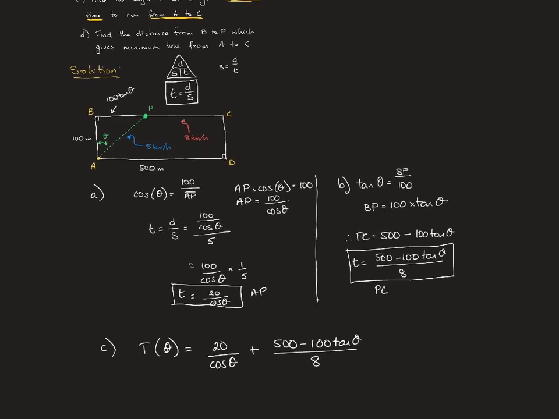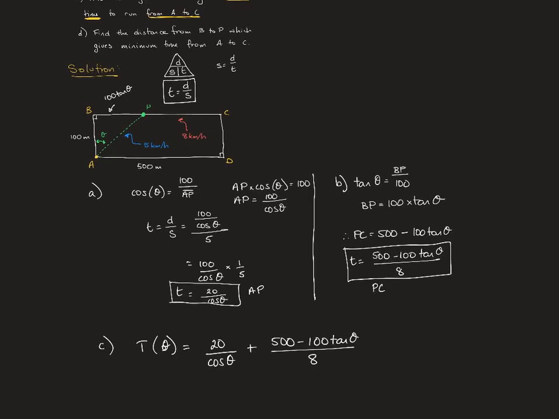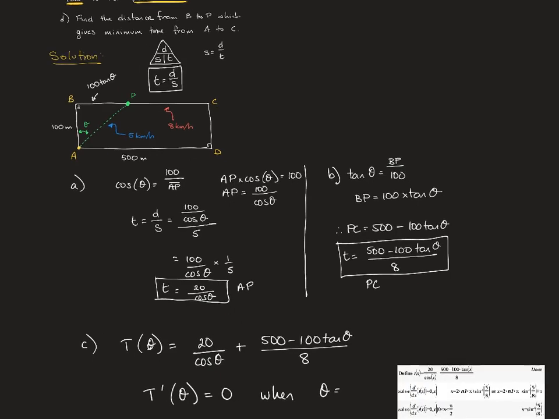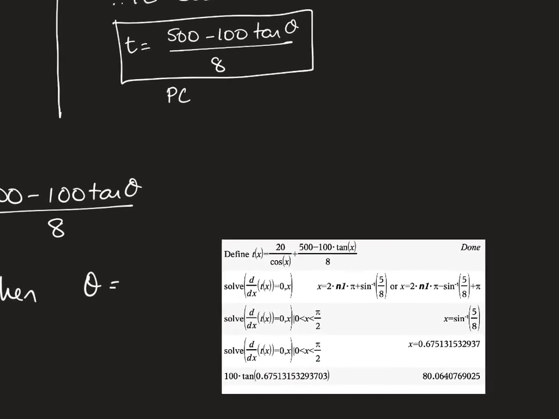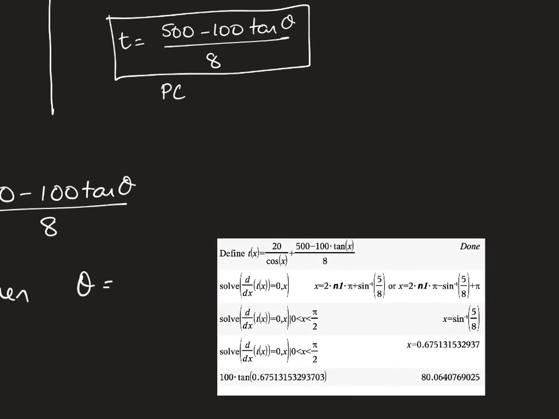To find the minimum time, we're going to find T dashed of theta equal to 0, and we're going to solve that on our CAS when theta is equal to. So now we have to work it out. And so I've done some calculations on the CAS. Let's have a look at what I've done here. So I've defined my function, and then I asked it to solve for the derivative equal to 0.